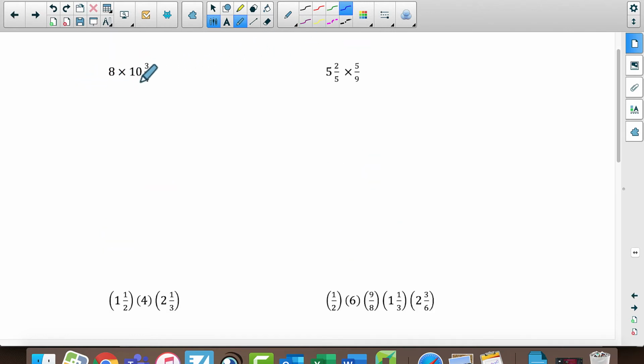Okay, a few more on the back here. So we're multiplying 8 times 10 and 3/4. So 8, we'd like that to be a fraction, right? So how do we make 8 a fraction?